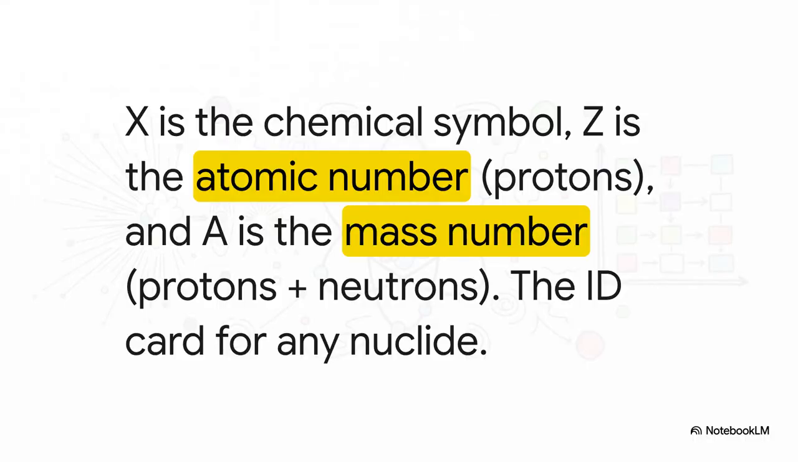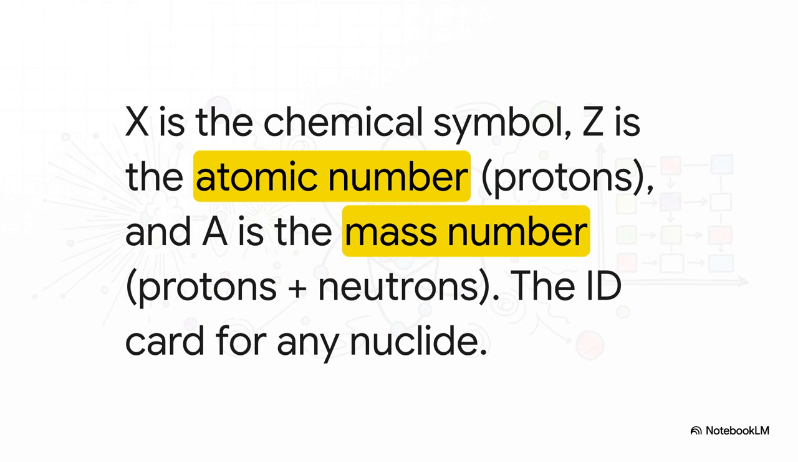So how do we keep track of all these different atoms? Physicists came up with a really elegant shorthand. So X is just the chemical symbol, like H for hydrogen. Z down here is the atomic number. This is the important one. It tells you the number of protons, and that number is the sole thing that defines an element's identity.